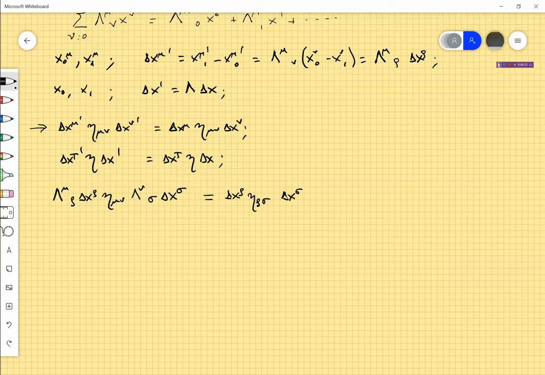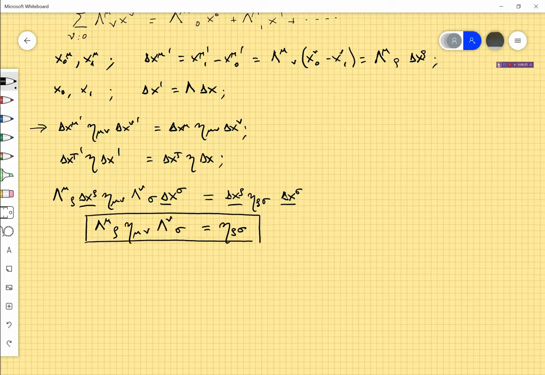And now we can compare these two sides. This is true for any delta x rho, any delta x sigma. So the conclusion is that you have lambda mu rho, so the coefficients of delta x rho and delta x sigma, which you have here and here, are the same in both places. And this is the condition that the matrices lambda mu nu have to satisfy. And this is what defines a Lorentz transformation.